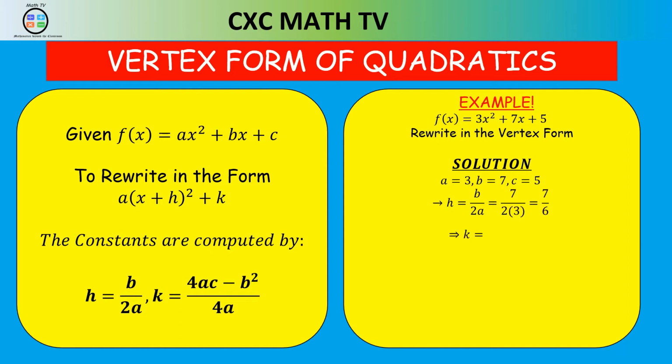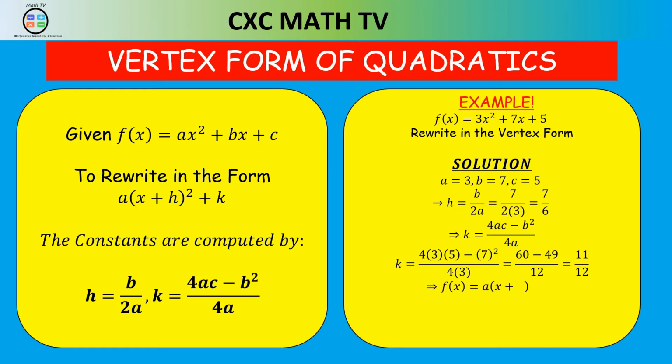K is going to be computed by 4ac minus b squared over 4a. So k is going to be 4 times 3 times 5 minus 7 squared over 4 times 3. And then that works out to be 60 minus 49 over 12, which is 11 over 12. And so we're going to replace h with 7 over 6 and k with 11 over 12.